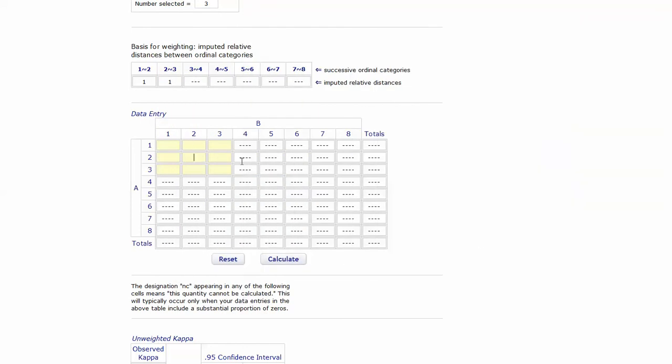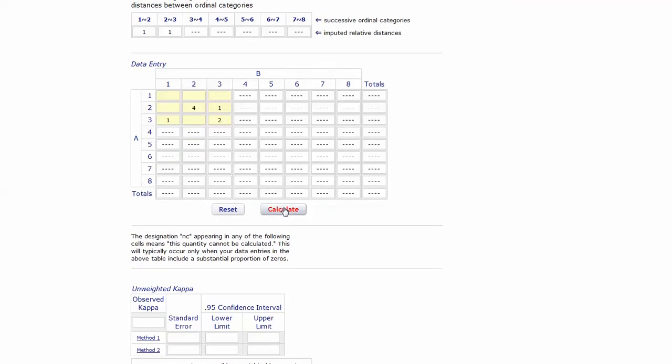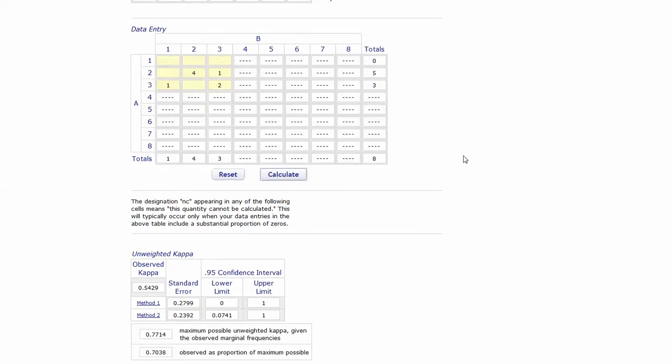So again, we had 4 times where they both agreed that there were 2s. We had 2 times where they both agreed on 3s. We had 1 time where there was a disagreement. One said 3, the other said 2, and then we had this 1 other time where there was a bigger disagreement. Sam said a 1, Serena said a 3. Then we just hit calculate.